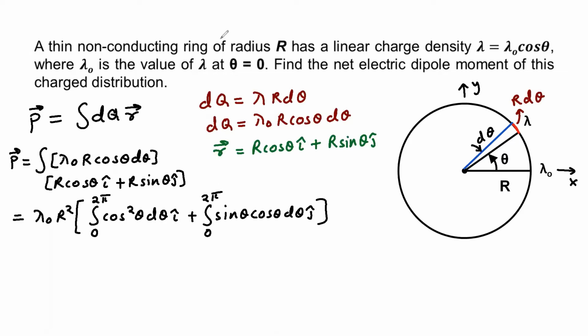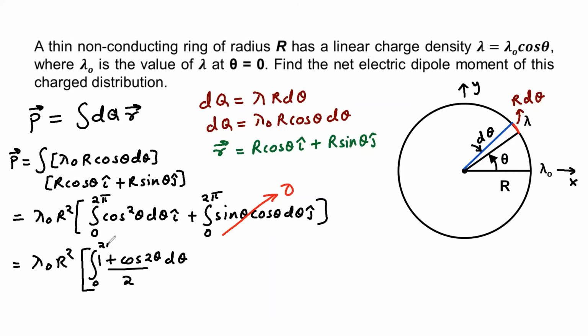Now here you can clearly see that this sine theta cos theta can be written as sine 2 theta by 2, right? And that sine 2 theta by 2 for one complete cycle is going to be 0. This will turn out to be 0. So we just have to calculate this particular part. And what about cos square theta? Cos square theta can be written as 1 plus cos 2 theta by 2. So this becomes lambda naught r squared times 1 plus cos 2 theta by 2 into d theta, integral from 0 to 2 pi i cap.